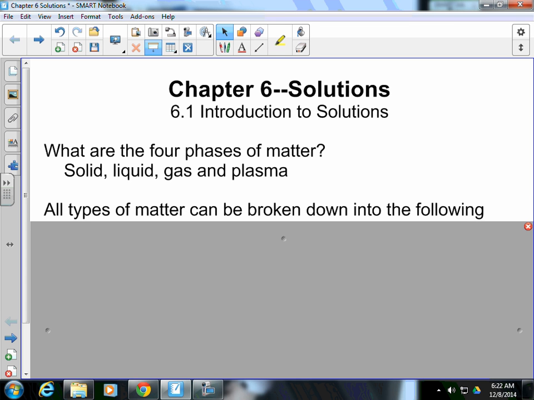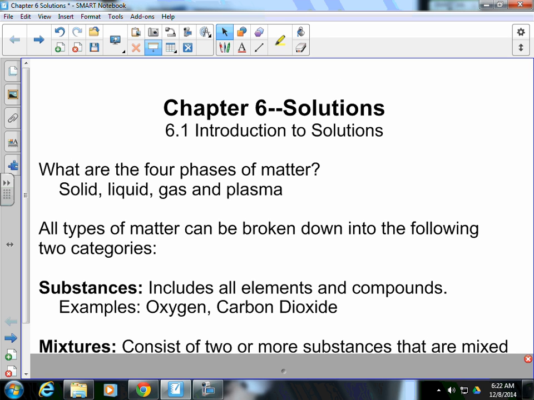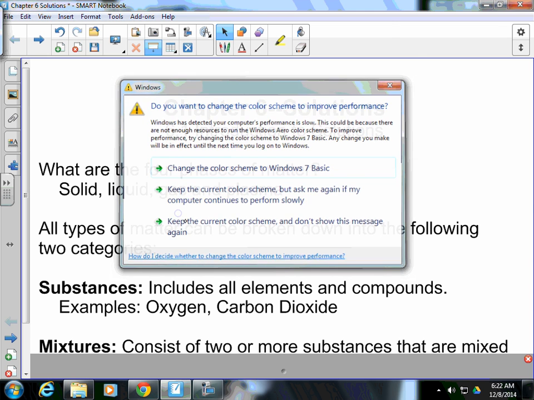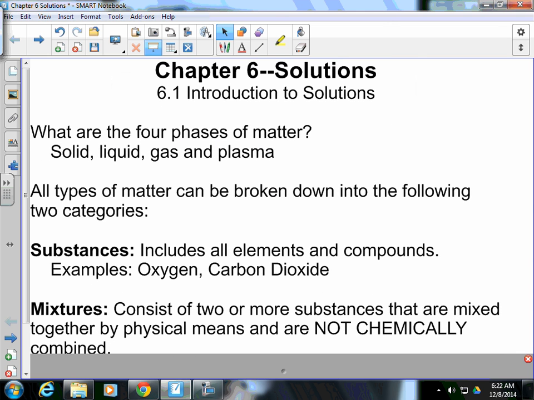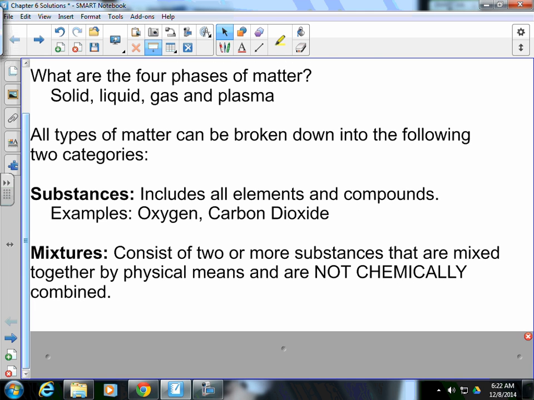So this is review. We've talked about this earlier in the year when we were going over the introduction to chemistry, but all matter can be broken down into two categories. We can either break it down into what we call a substance or what we call a mixture. And a substance is really elements and compounds. So substance is elements and compounds. It's oxygen, it's carbon dioxide, it's all the elements on the periodic table, it's all the compounds we've been talking about in a chemical reaction.